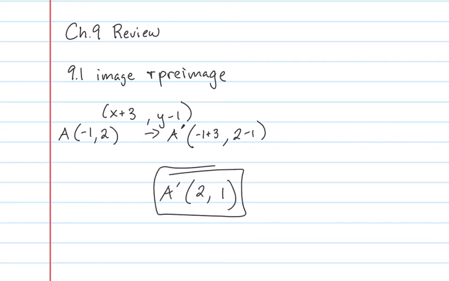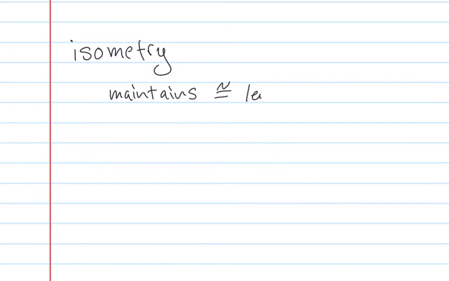Alright, so the prime notation is very important so that we can denote a difference between our image and pre-image. This would be the pre-image, and this would be our new image. Alright, and we should be able to graph. So in 9.1 is the very first time we see the word isometry, which means that it maintains congruent lengths and angles. Alright, so it is a congruent figure.